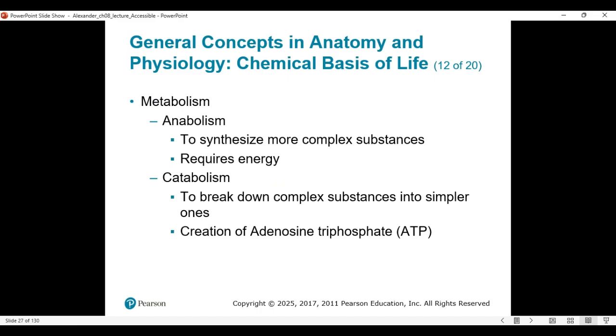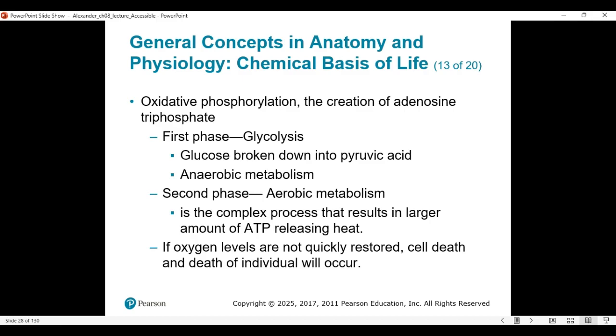Metabolism has anabolism, which is to synthesize more complex substances, and this requires energy. And catabolism is the actual process of creating the adenosine triphosphate, or ATP, which is what the cells use for energy. Adenosine triphosphate, or ATP. And this is how that works.